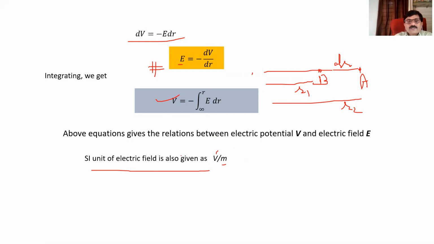In the previous lecture, we have also seen that since the electric field is given as force divided by charge, its unit is force measured in Newton and charge measured in Coulomb. So these are two units of the electric field. One can write volt per meter or Newton per Coulomb. This lecture explains the relation between the electric field and potential.